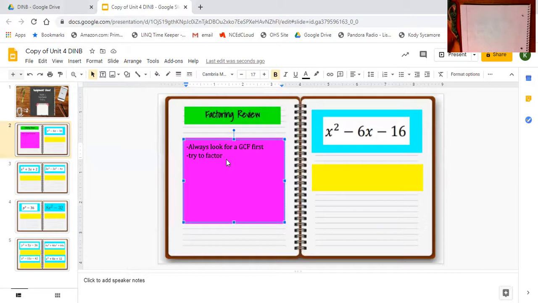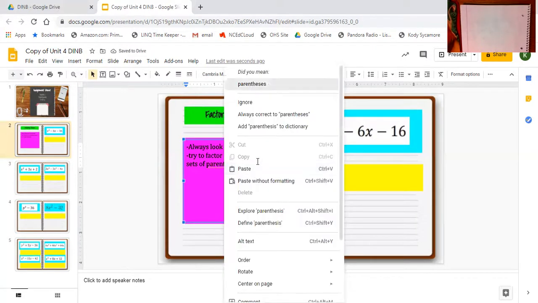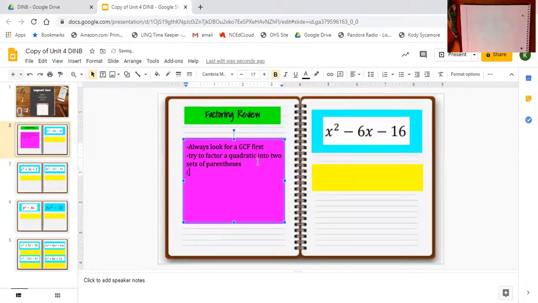Try to factor a quadratic, which is just x squared, into 2 sets of parentheses. Okay, and that looks like this. Like, for example, x plus 2, x minus 1. That's what we mean by try to factor what's left into 2 sets of parentheses. Sometimes there is no GCF, and so we're going to start right away with that second step. But you always want to look for a GCF first. So what I'm going to do, I'm just going to go in order and do a few of these problems.